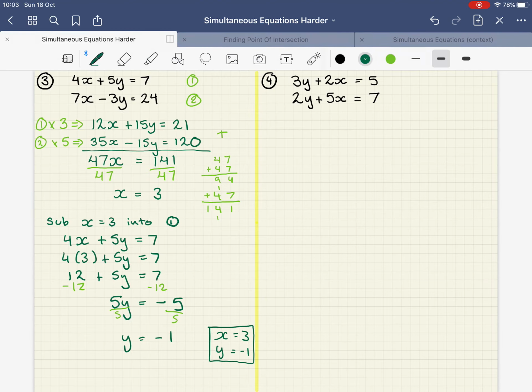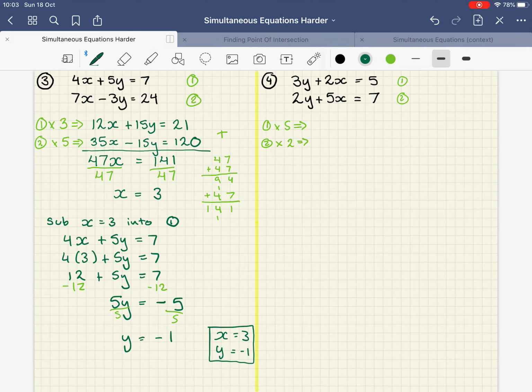Okay, and the last question here. So again, I'm just going to focus on the middle ones. So I've got that plus 2y and plus 3y. So I'm just going to multiply them both by their opposite one. So I'm going to multiply equation 1 by 2 and equation 2 by 5.